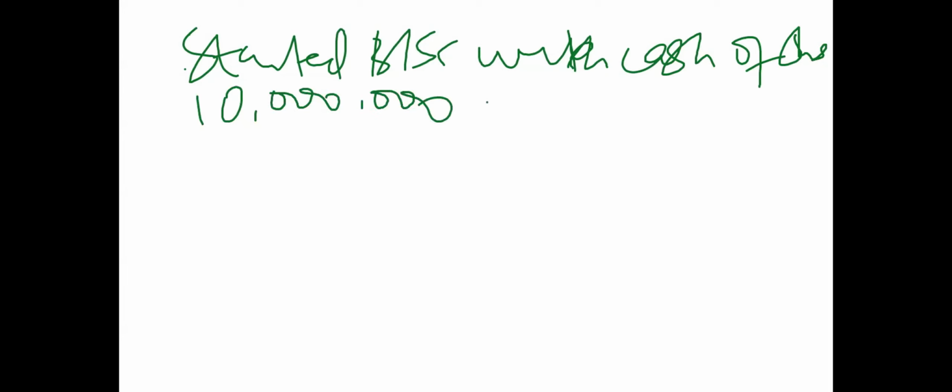Meaning this is the money the person started business with. Now, this transaction means that the business started operations from 1st June. And then it started that business with a cash of 10 million.